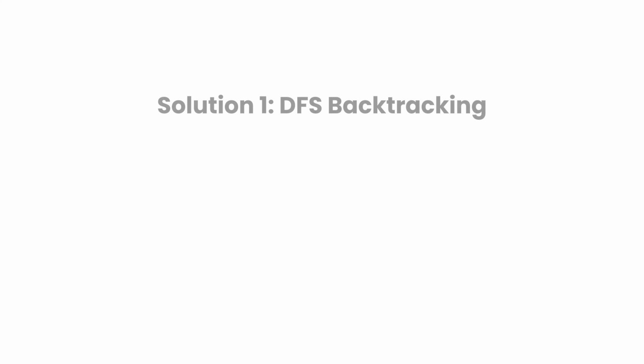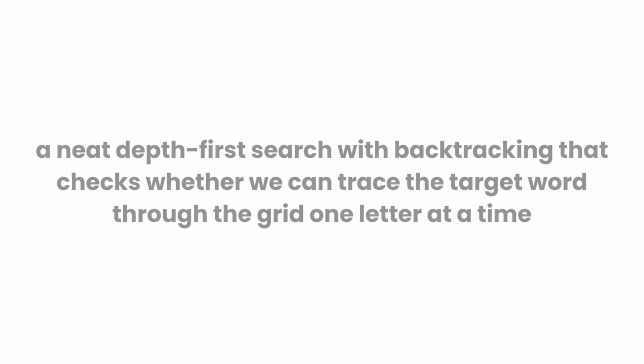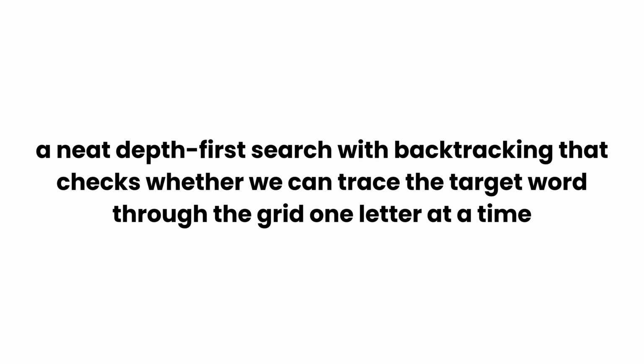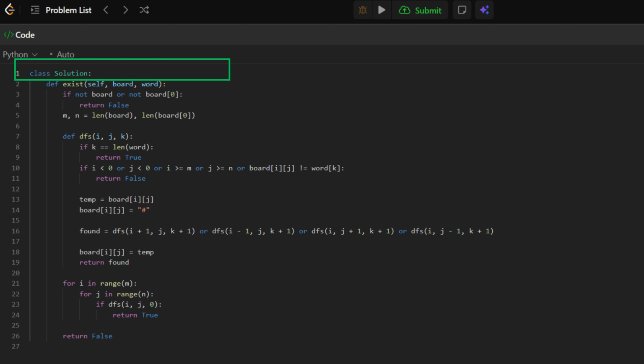Now, let's break down the first Python solution for word search, a neat depth-first search with backtracking that checks whether we can trace the target word through the grid one letter at a time. We start by defining the solution class. This is the outer container where LeetCode will look for the exist function to run. This defines our main function, exist. It takes a board, a grid of letters, and a word, and answers a yes or no question. Can we trace this word on the board by moving up, down, left, or right?